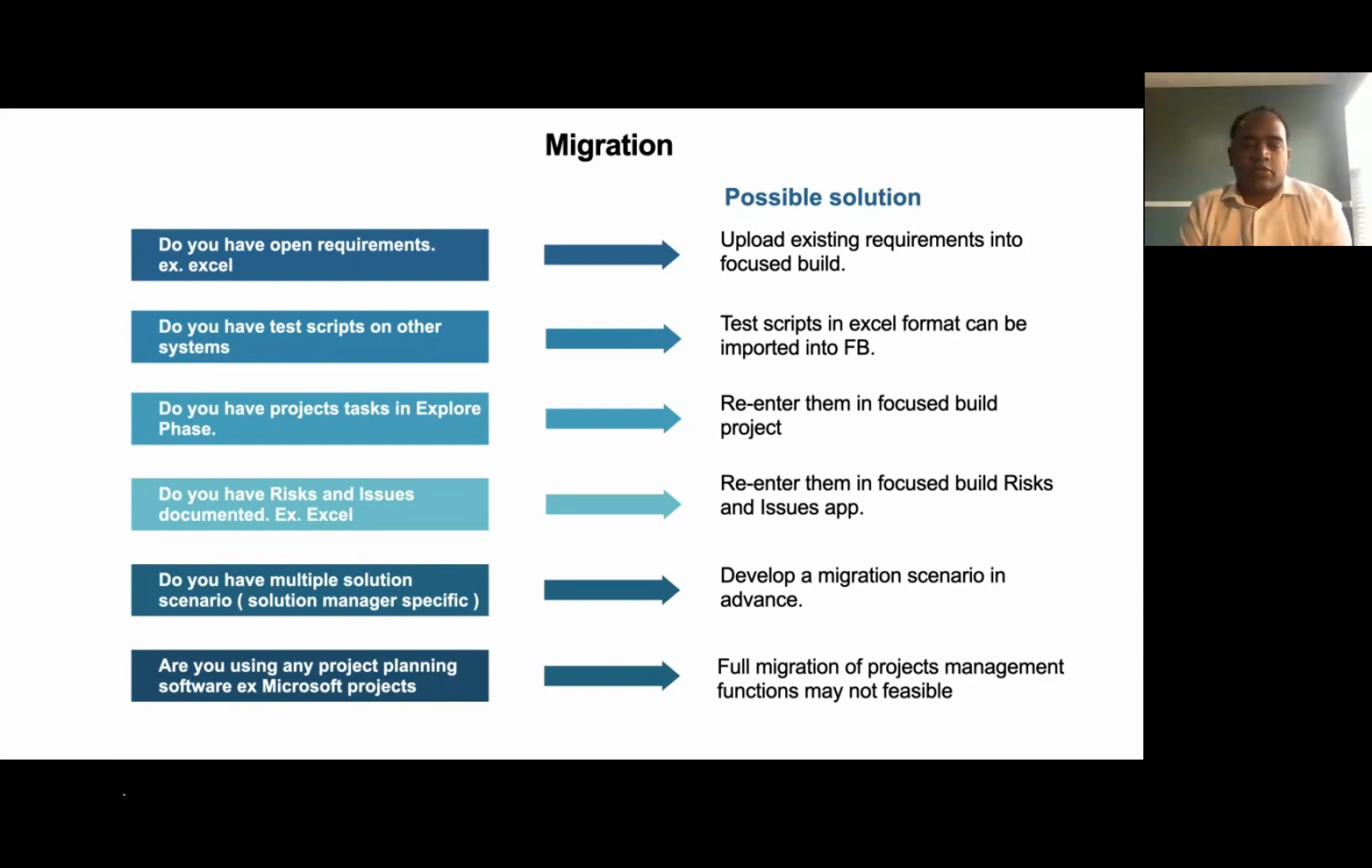Just put the minimum things in the Focus Build project plan, like the waves, the release plan, and high level tasks in the explore phase. That's also not needed, but if you want to do that, fine. But the main things are the releases, the waves, sprints, and all the KPIs and the key activities you do in a project.